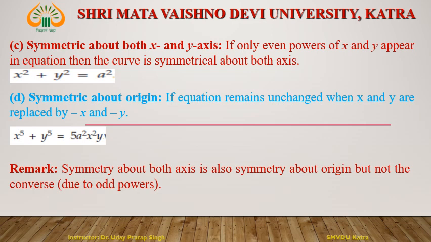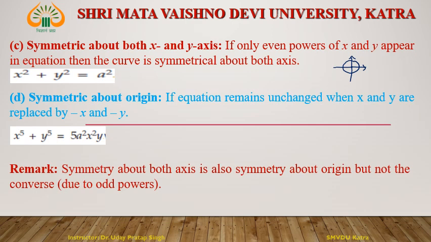Symmetry about the x and y-axis both. If the equation contains even powers of x and even powers of y, in both variables, then the curve is symmetrical about both axes. For example, x square plus y square. This curve is symmetrical about both axes.